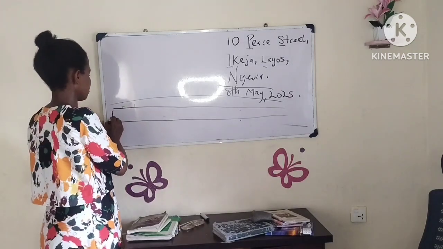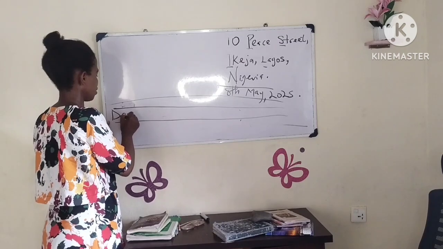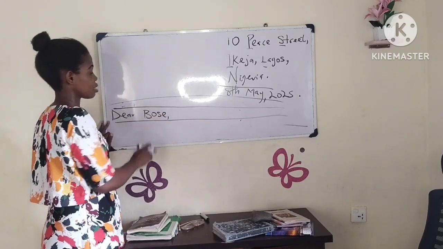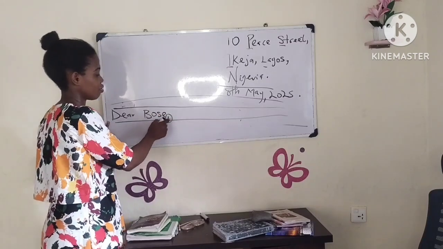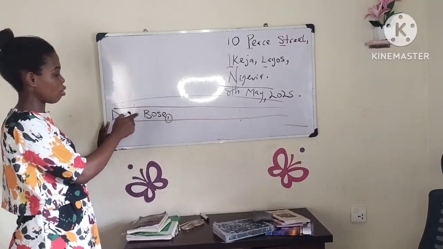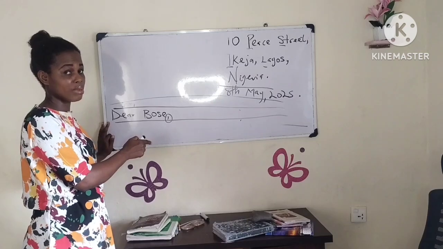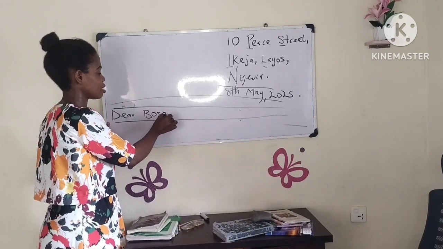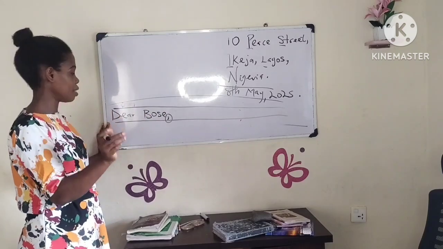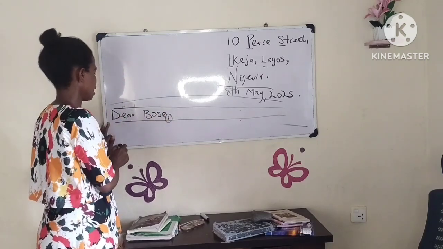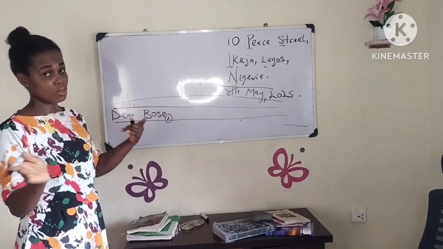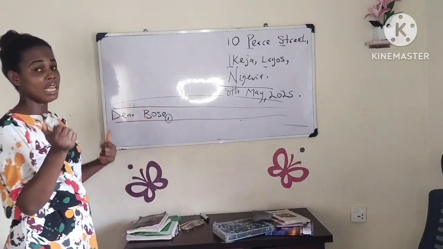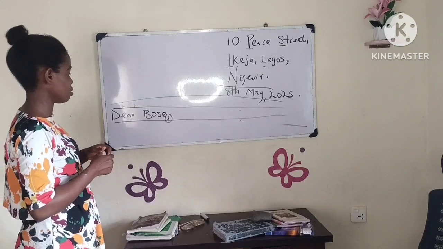Now let's say Dear Bosse. Now this comma is very important. If you forget to mark off your salutation with a comma, you're going to lose some marks in mechanical accuracy. So make sure your salutation is marked off with a comma. Dear Bosse, comma. Notice that Dear and Bosse both start with capital letters. So that's how to write the salutation.